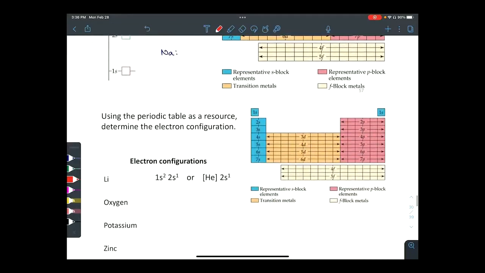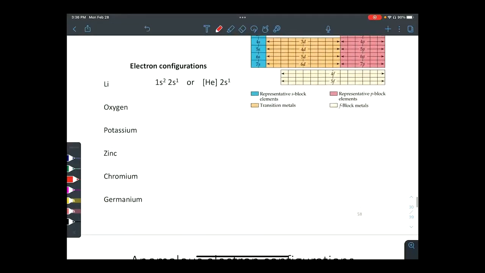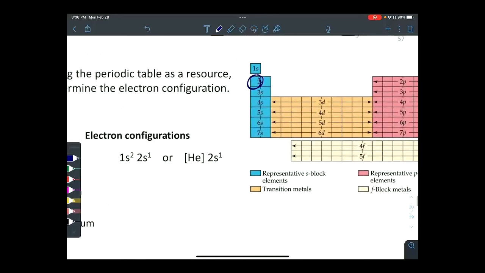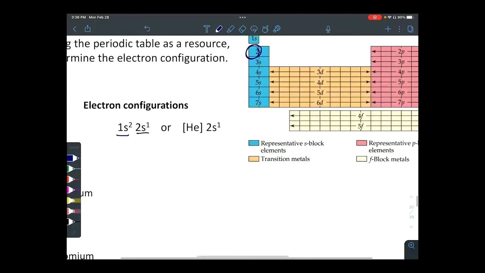All right, so let's do some practice. So I have lithium here for you. So again, you use the periodic table, you locate what you're trying to name. So in this case, it's lithium. So you start at hydrogen and just make your way to lithium, to that many number of electrons. So to get to lithium, we put 2 electrons in our 1s, 1 electron in our 2s.